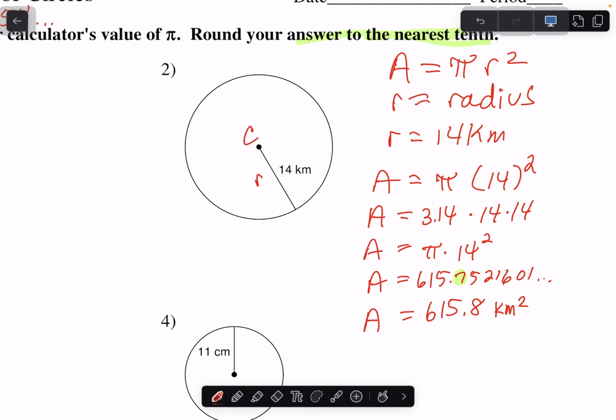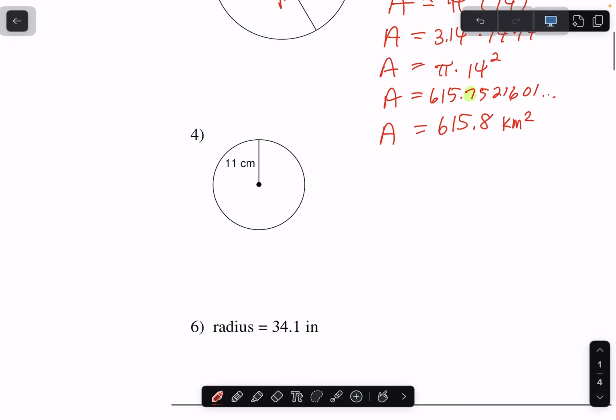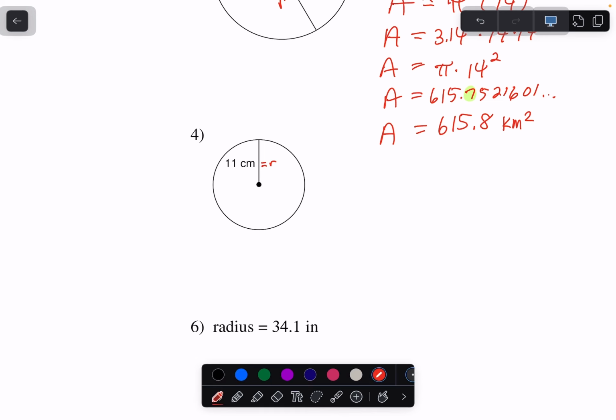Everybody good with the area formula, and you've written that formula down? Let's try number 4. Number 4, they have labeled the radius as 11. So let's put an equals r, so we know what we're plugging into. Our area formula is pi r squared. So the area is going to be that pi button, or 3.14, whichever you have access to at the time, times 11 squared.